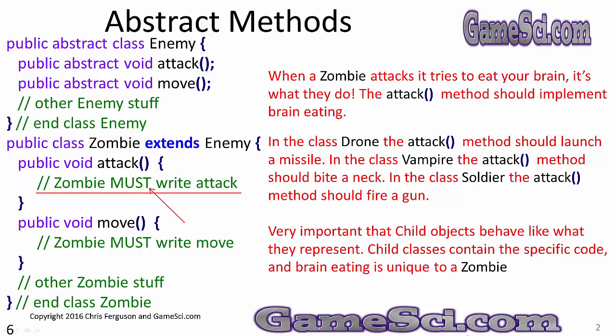In the class drone, the attack method should launch a missile. In the class vampire, the attack method should bite a neck. In the class soldier, the attack method should fire a gun. It's very important that child objects behave like what they're representing. Child classes contain the specific code, and brain eating is very unique to a zombie. So make sure the attack method in zombie acts like a zombie or attacks like a zombie.